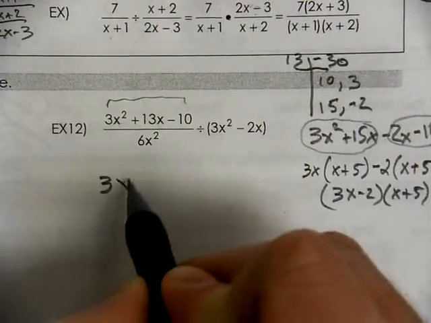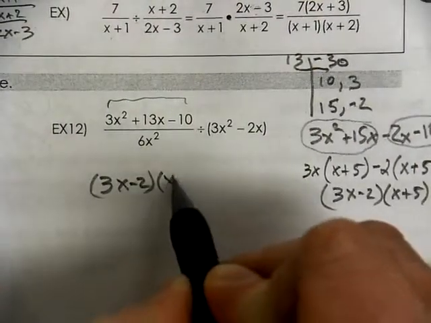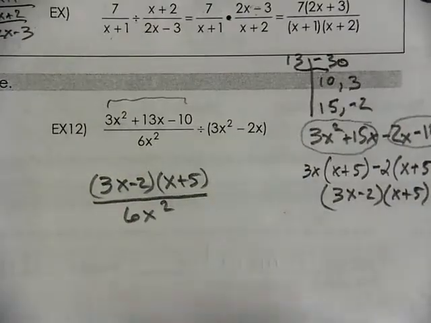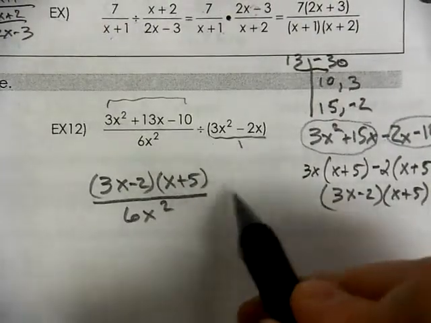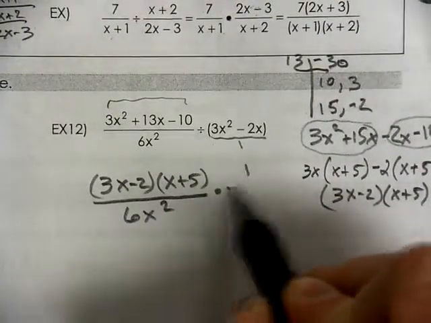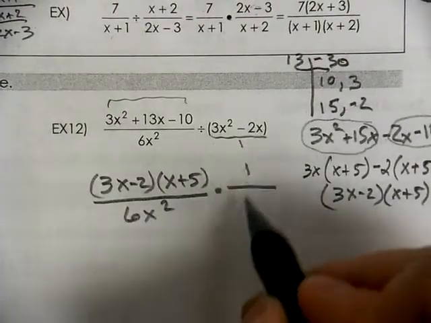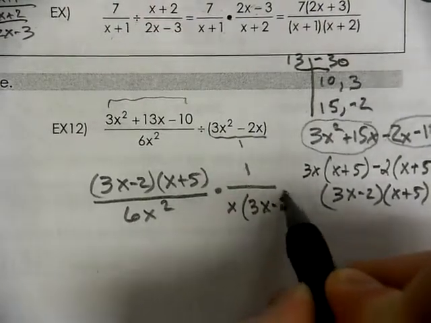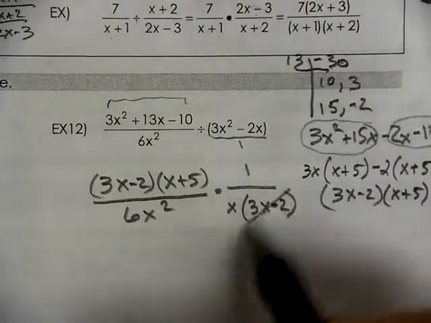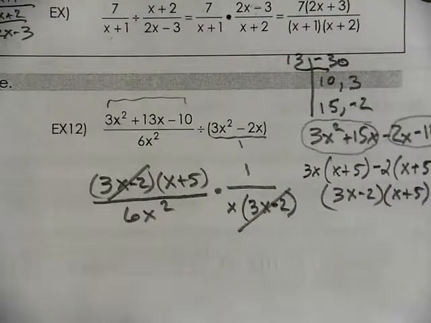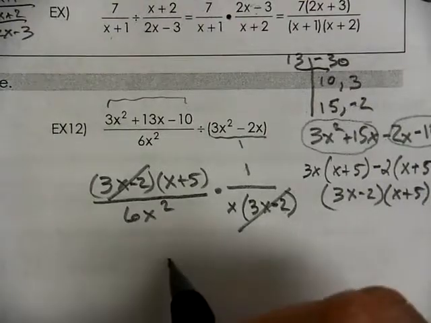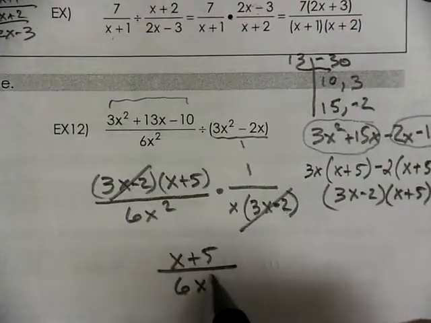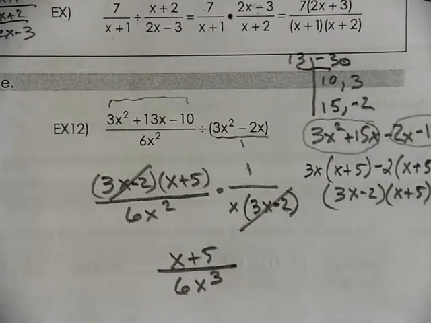So we're going to say that this is 3x minus 2, x positive 5, with 6x squared in the denominator. This guy is currently over 1, so when we multiply it, we're going to say it's 1 over, and we can factor that guy apart some. We're going to factor out our x, and we'd have a 3x minus 2 sitting inside there. Those can cross out. Nothing else can cross out here, so we have our x plus 5, and we have our 6x cubed. Nothing else here can be reduced.